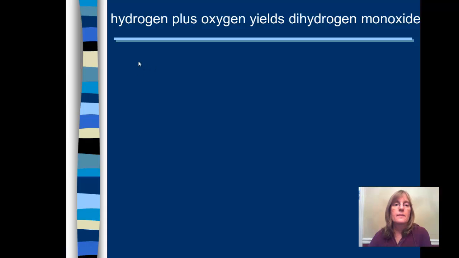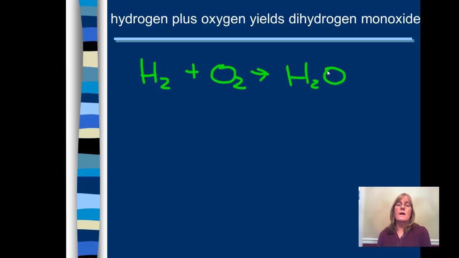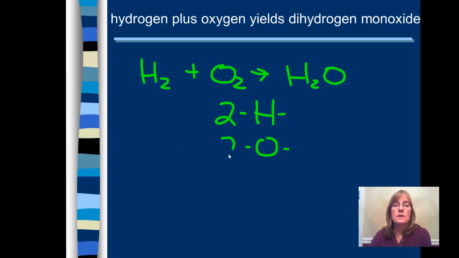All right, we're back. Hydrogen, again, Hofbrinkel, plus oxygen yields dihydrogen monoxide. Yes, water. Okay. Now, step 1, we're going to put our elements down below. We're going to do our count. We have 2 hydrogens, 2 oxygens on the left, 2 hydrogens on the right, only 1 oxygen. So we're going to need more oxygens.